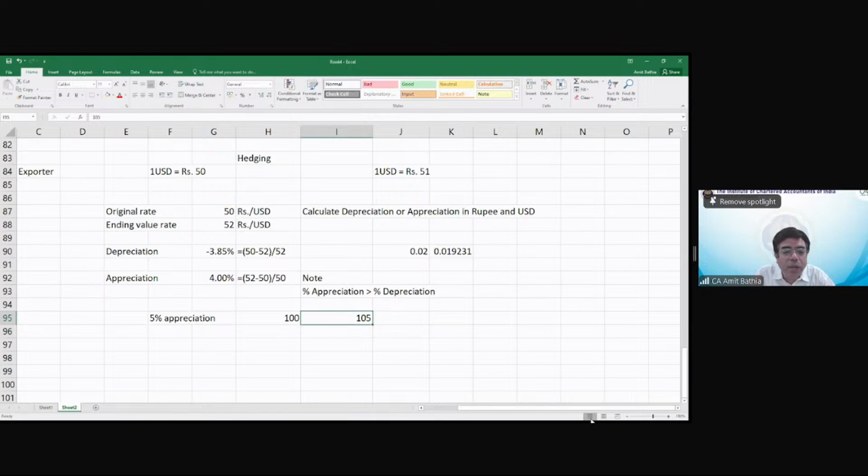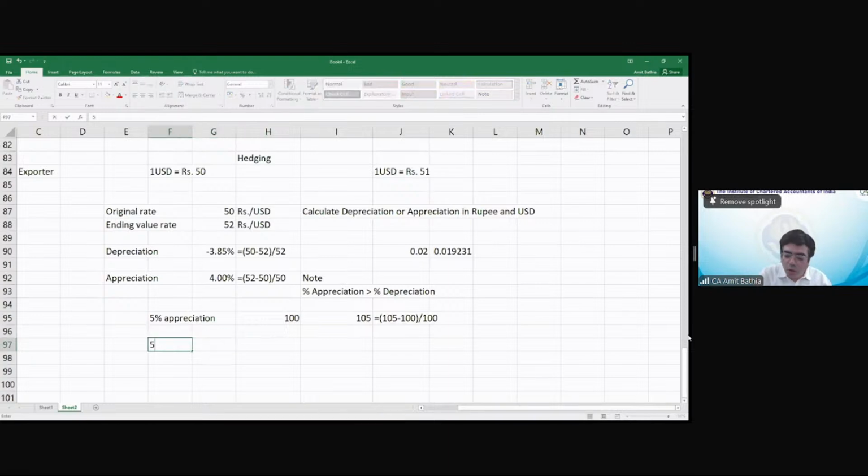So when I'm calculating appreciation, say for example, now percentage is not given to you. You are given 100 and 105. Then how will you calculate that appreciation? 105 minus 100 upon 100. Am I right? Yes, sir. So this is nothing but 105 minus 100 upon 100.